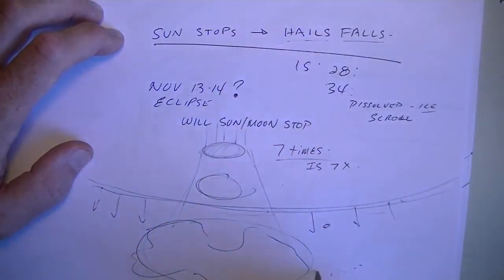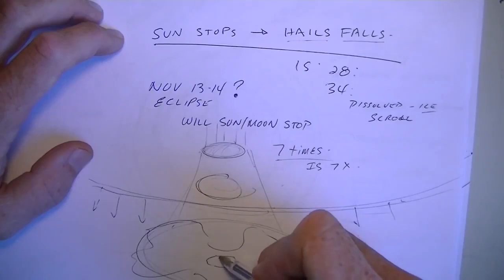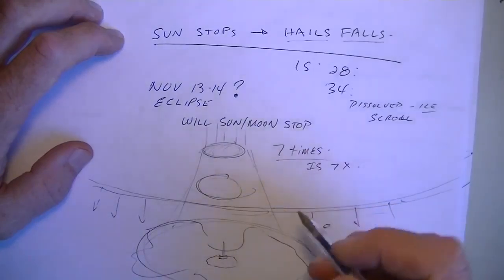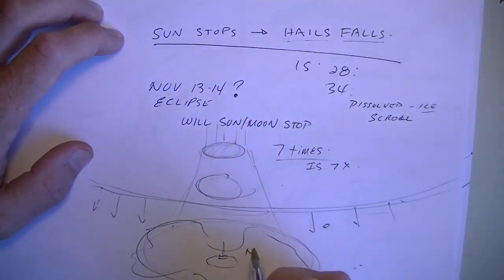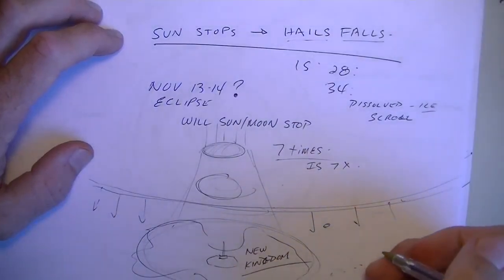So this area would be protected from the moon's shadow. And on Ayers Rock, that's where I'm proposing to build the new Zion, the new Jerusalem. This is where I believe the new kingdom is going to be established. The new kingdom. So we'll see what happens.